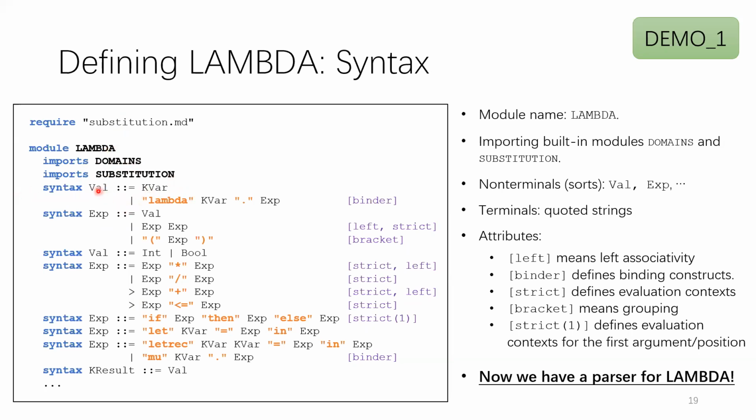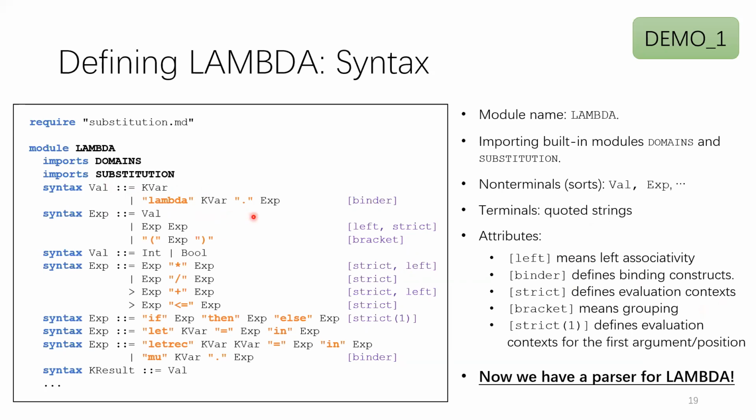Then we have the syntax definition, where we use the conventional BNF notation to define non-terminals such as val and exp. And val is the non-terminal, or we call it a sort, for Lambda values. A value is either a variable or a Lambda abstraction. The predefined sort KVar is the variable sort that the built-in substitution module knows. So it knows how to generate free variables for that sort. So we just reuse it.